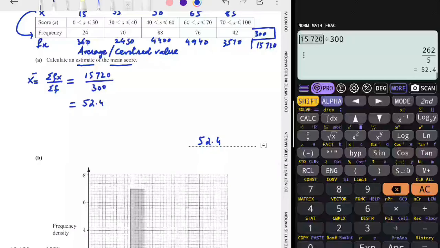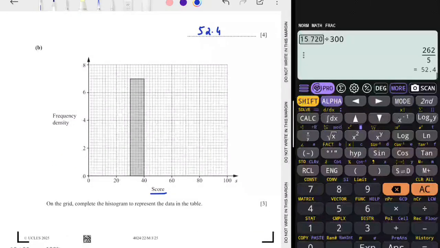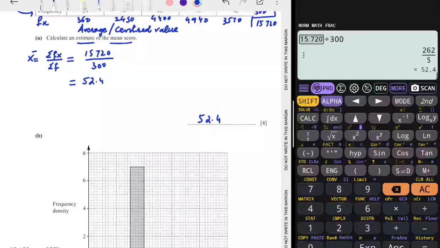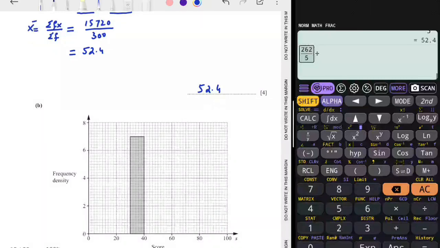For B part, frequency densities are given along the y-axis and along the x-axis scores are given. So on a grid, complete the histogram to represent the data in the table. First of all, we have to find out frequency densities. For that purpose, we are going to make a small table here, some working, on the other side of the question.